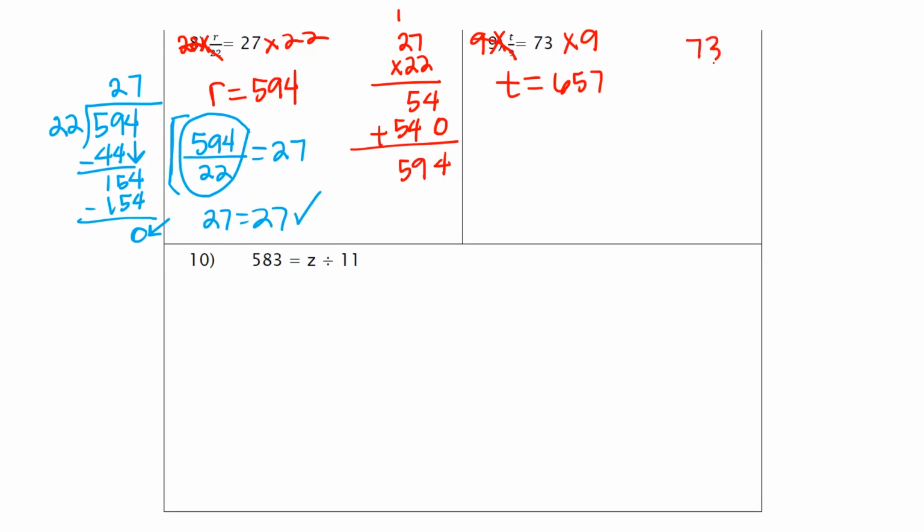You take your 73 times your 9, and you say, well, 9 times 3 is 27. 9 times 7 is 63, plus the 2 is 65. So you see, same thing. That's where that came from. Okay, now I'm going to check my answer. So I'm going to plug in the 657 into my original equation. And so that means I have 657 over 9, and hopefully that equals 73. It does. I'm just showing you what to do.